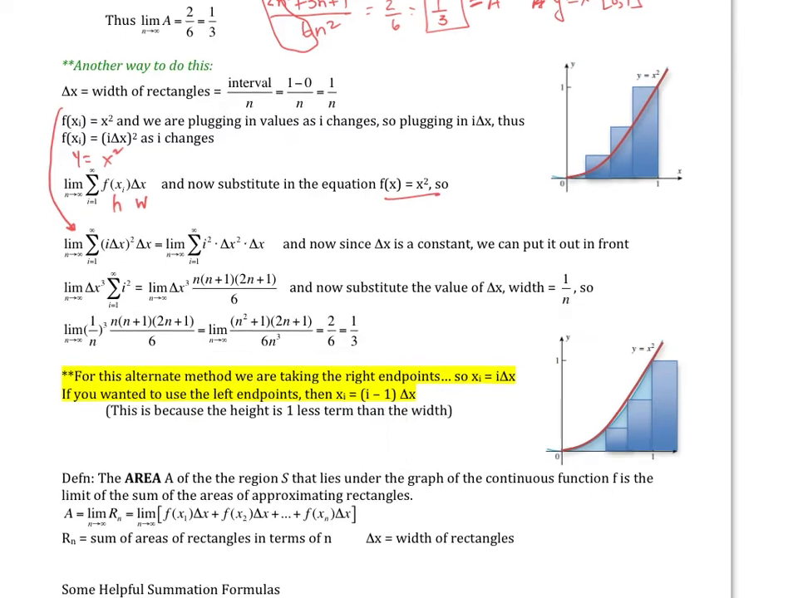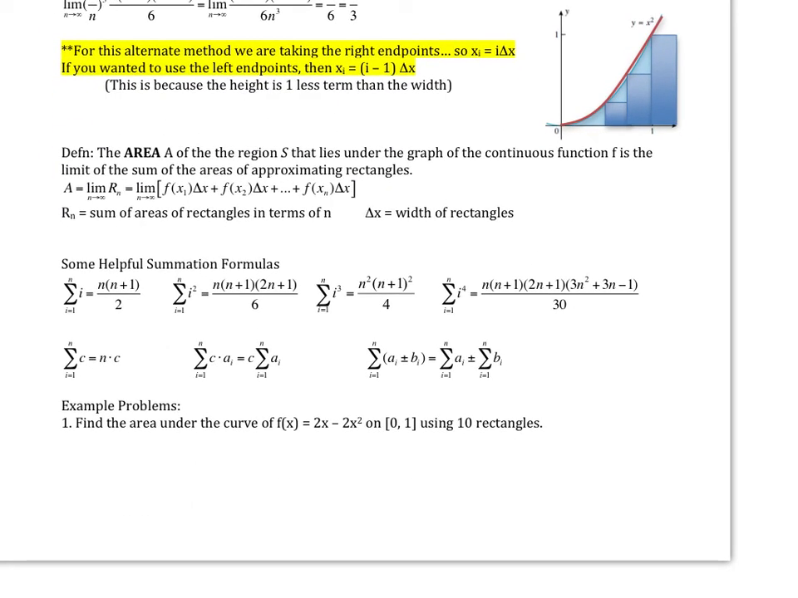So we can define all this. We can say the area of the region S that lies under the graph of the continuous function is the limit of the sum of the areas of the approximating rectangles. So basically I'm saying I'm going to take an infinite amount of rectangles, find that summation, and I will get the area. So R sub n is equal to the sum of the areas of the rectangles in terms of n, and delta x will be our width.